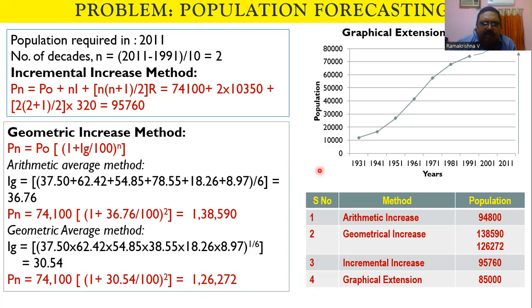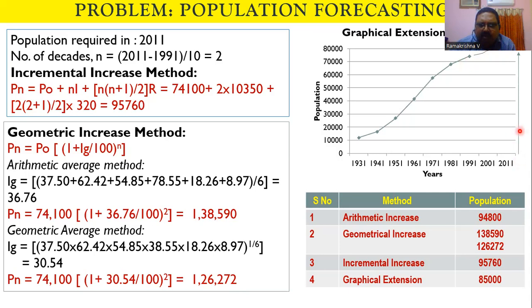So now the other method is the graphical extension method. As I said, graphical extension method is simply drawing a plot between time on the x-axis and population on the y-axis, and then developing a plot for that. You can see these points, from 1931 to 1991, the population is drawn and the plot is made. Then this is extended beyond 1991 up to 2011 or wherever you want.